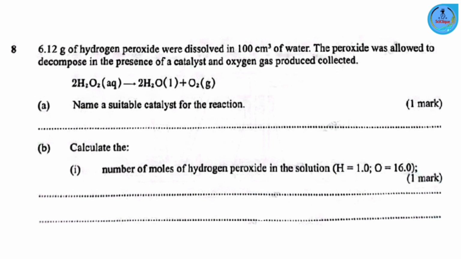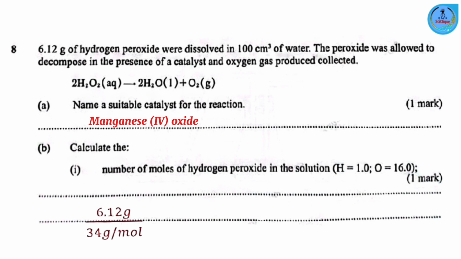The catalyst that is used is manganese(IV) oxide. Part B, Roman 1. Calculate the number of moles of hydrogen peroxide in the solution. So we are going to use this formula. Number of moles is given by mass over the molar mass. The mass of hydrogen peroxide is 6.12. What is the molar mass? We can easily get that.